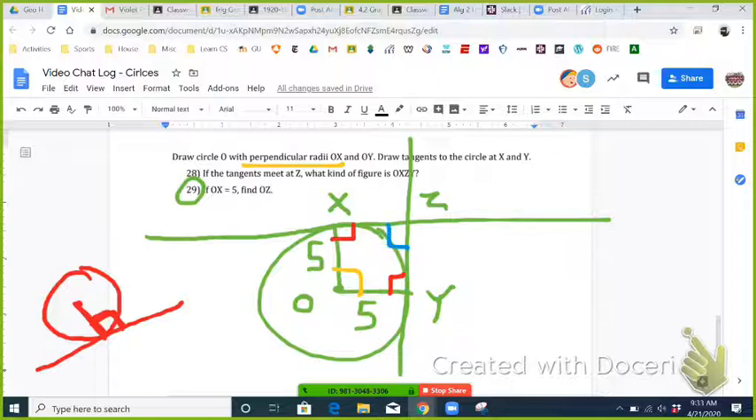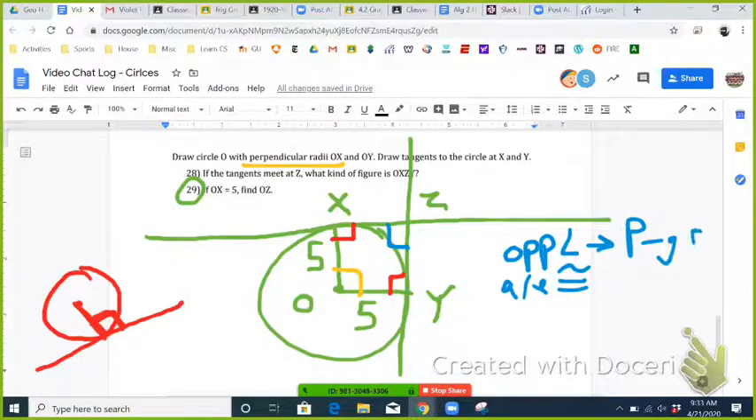So we got opposite angles are congruent, which means it's a parallelogram. So that's one of the ways to prove it's a parallelogram. And then since all the angles are equal, we just know that they're all 90. It's a rectangle.